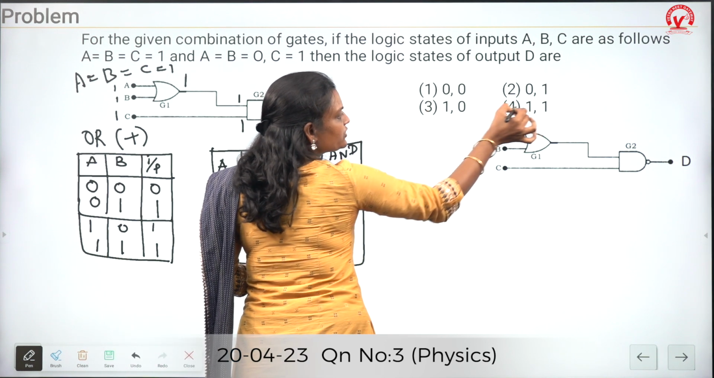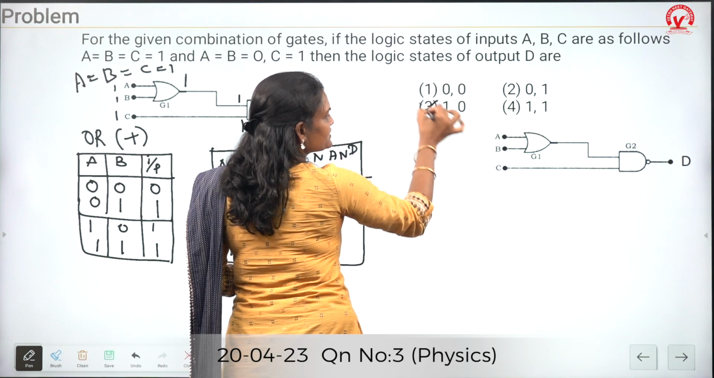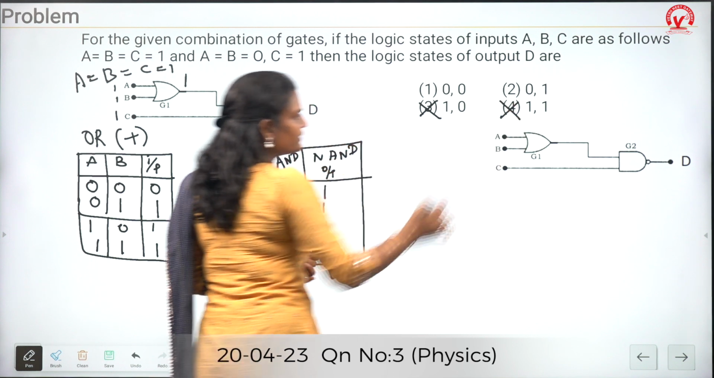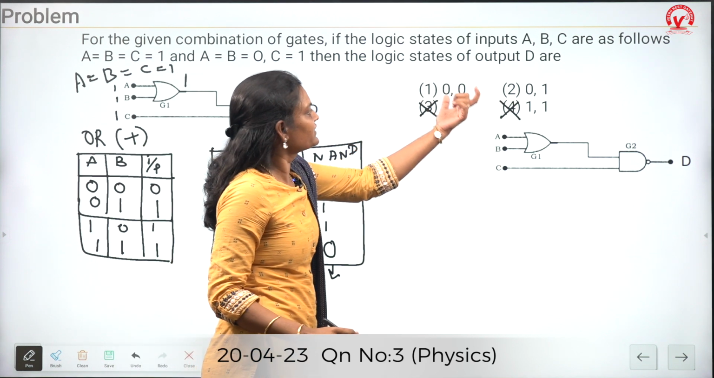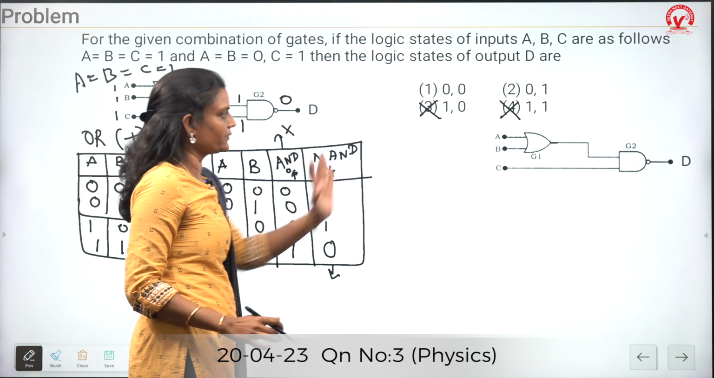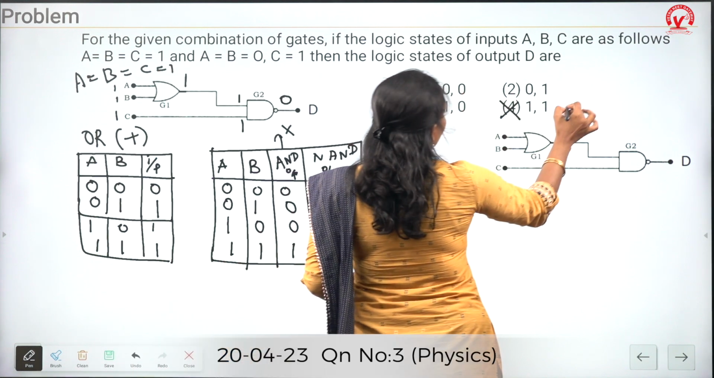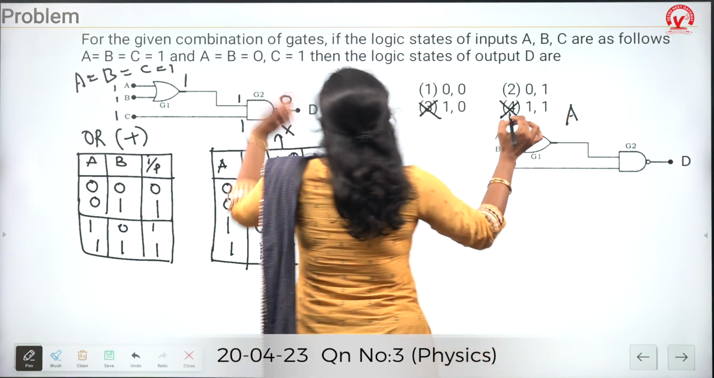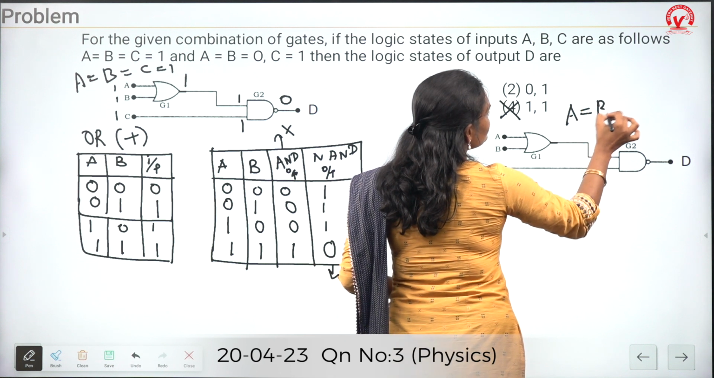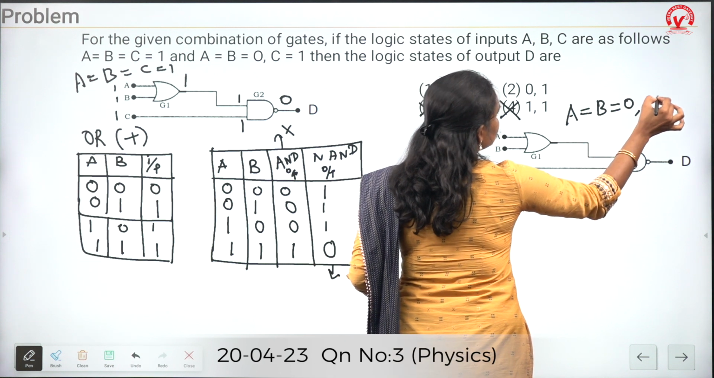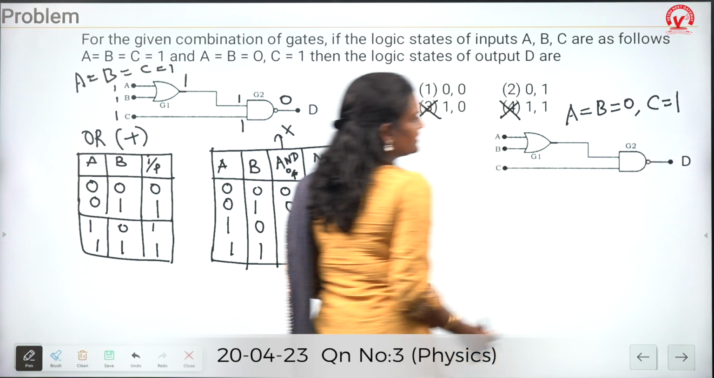So here we are having 2, 1. Third option is 1, first one 1. And these two get eliminated. We need to find for the first as well as the second equation only now. Now I am going to represent the second one: A is equal to B is equal to 0 and C is equal to 1.